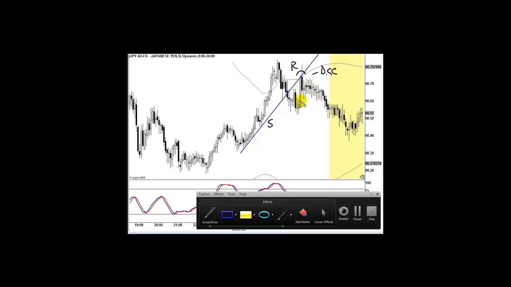Now, what would have concerned me is this initial bullish candle. You can see we went right up to the trend line. Then we got this dark cloud cover, which is a reversal candle. And you can also see that we didn't manage to close above the trend line here.